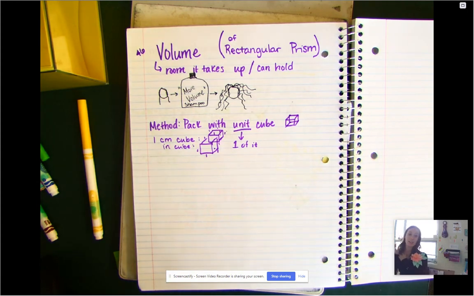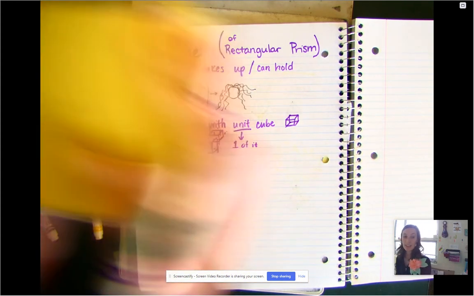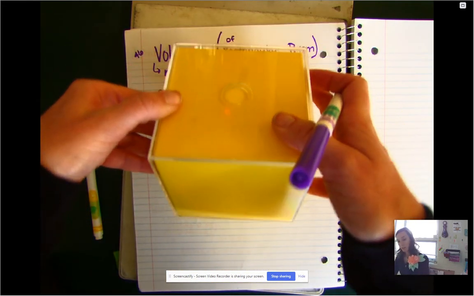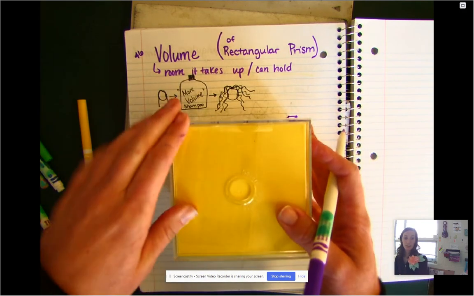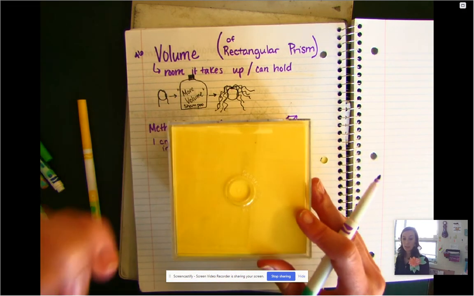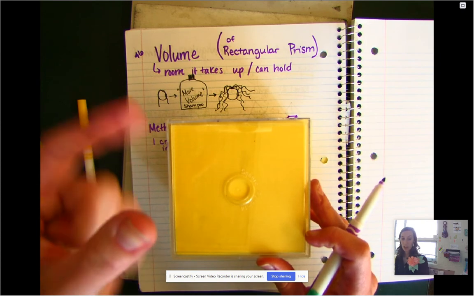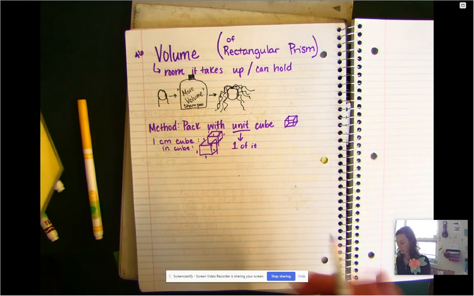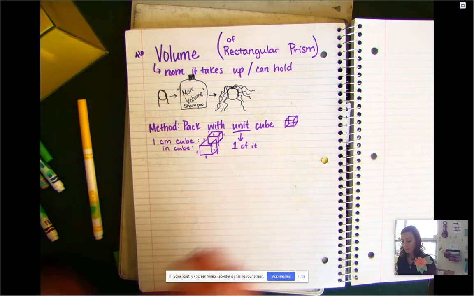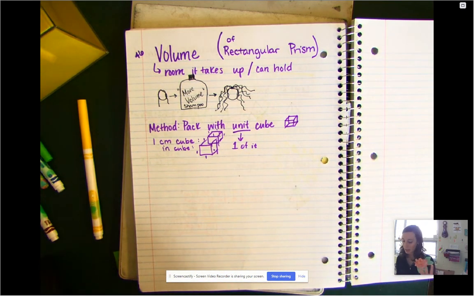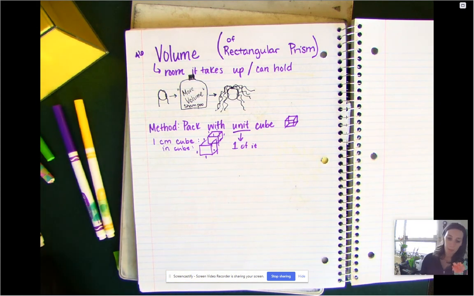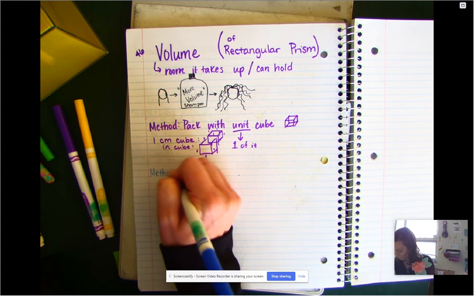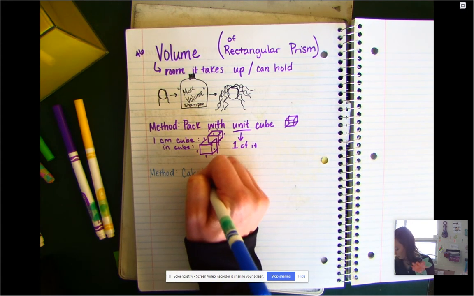Okay, so that is a method, to pack. I could take this and pack it with unit cubes and see how many cubes fit in there. Let's say 58 cubes fit in here. That would tell me if each cube was 1 cubic inch and 58 cubic inches fit in here, then the volume is 58 cubic inches. However, that is not very practical in most cases, and so we have come up with a different method, and that is to calculate the volume.